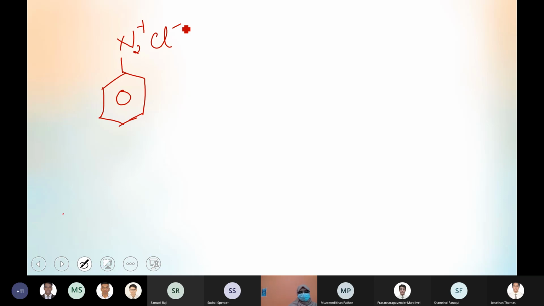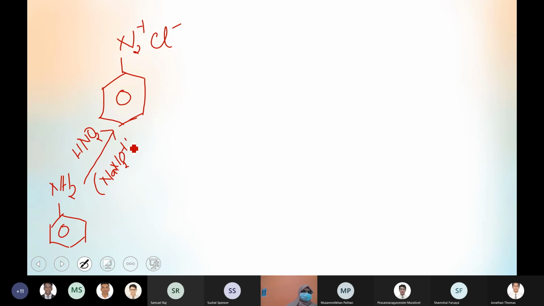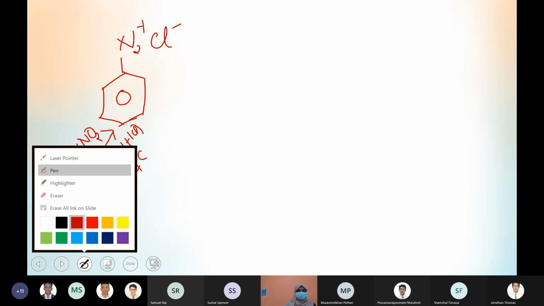I'm coming to that point only. So you have your primary amine, benzene with NH2, that is the amine group, and when you treat it with HNO2, or you can even use NaNO2 and HCl at 0 to 4 degrees Celsius, that's where you get the diazonium compound. This reaction is known as diazotization.